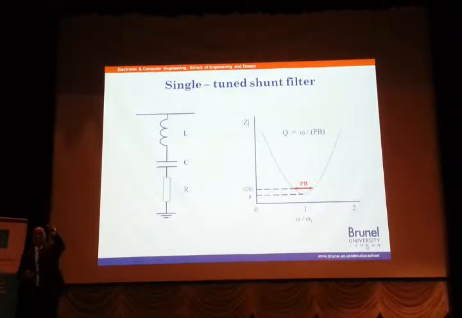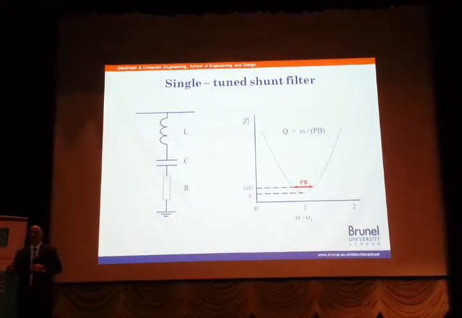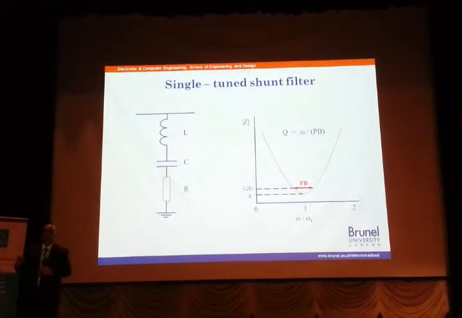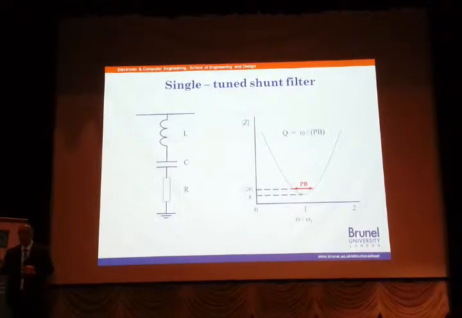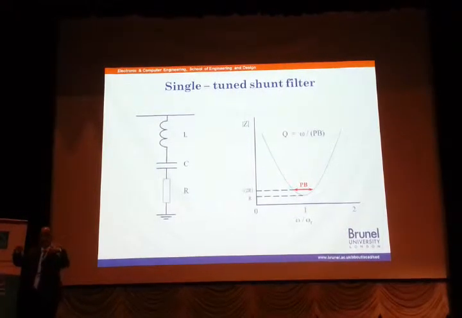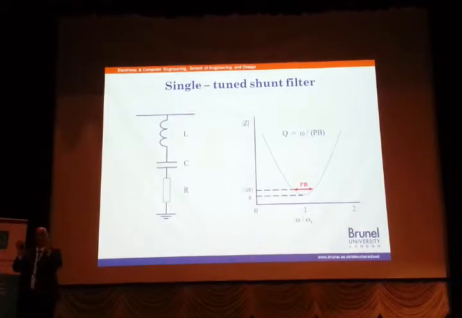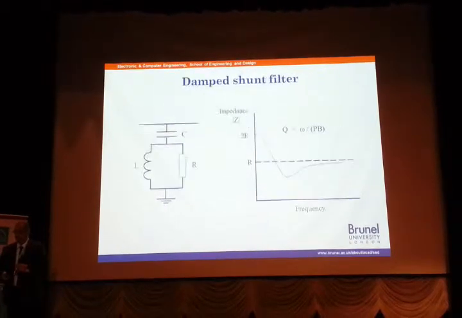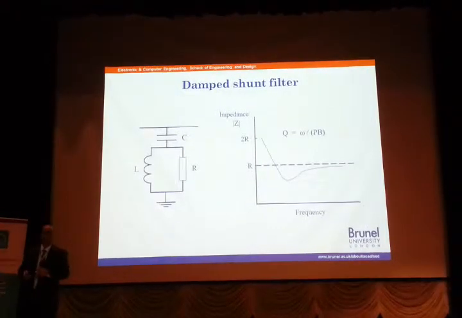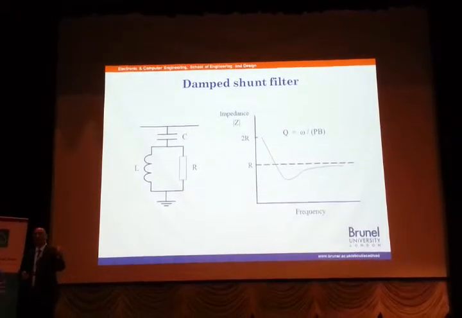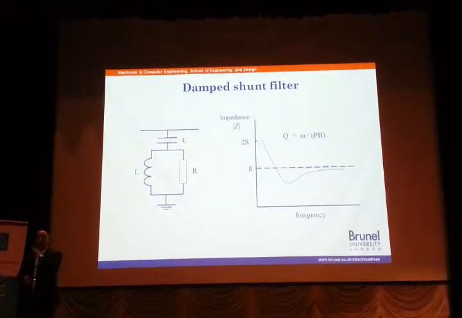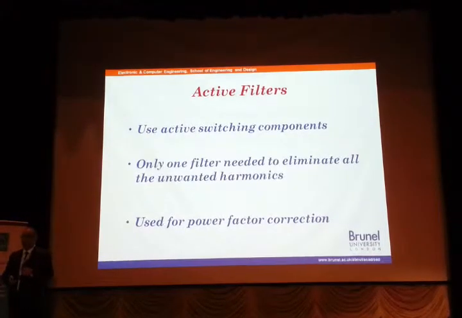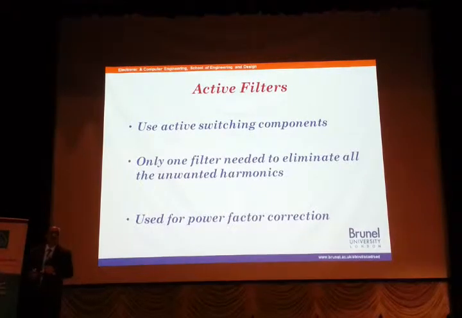This is the normal single-tuned filter. We're all familiar with it, perhaps. Just make sure that XL and XC equal each other at a specific frequency, so you have very low impedance, and then you can play with the bandpass of the filter, making it more tuned or less tuned. There are so many characteristics there. And this is the damped shunt filter for all the high-order harmonics, in order to eliminate or cancel them. Now, that introduces us to the active filters.